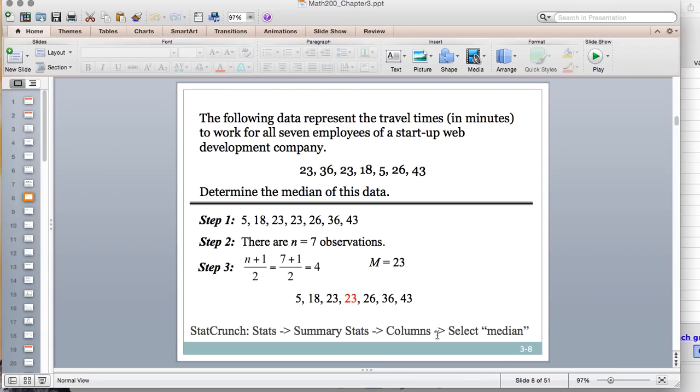Okay. Now you can get the mean and the median at the same time by selecting them both, and I'll show you guys how to do something like that in a minute. But I'm just showing all of these things one at a time for right now.